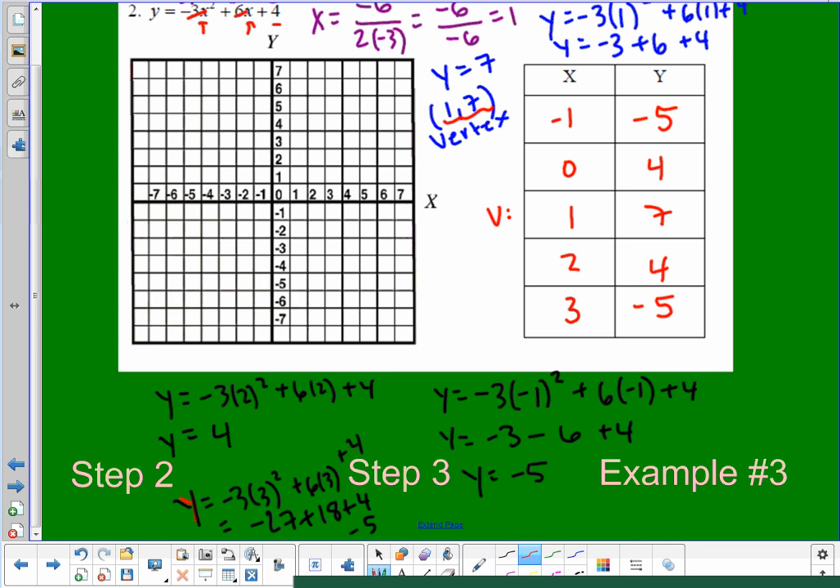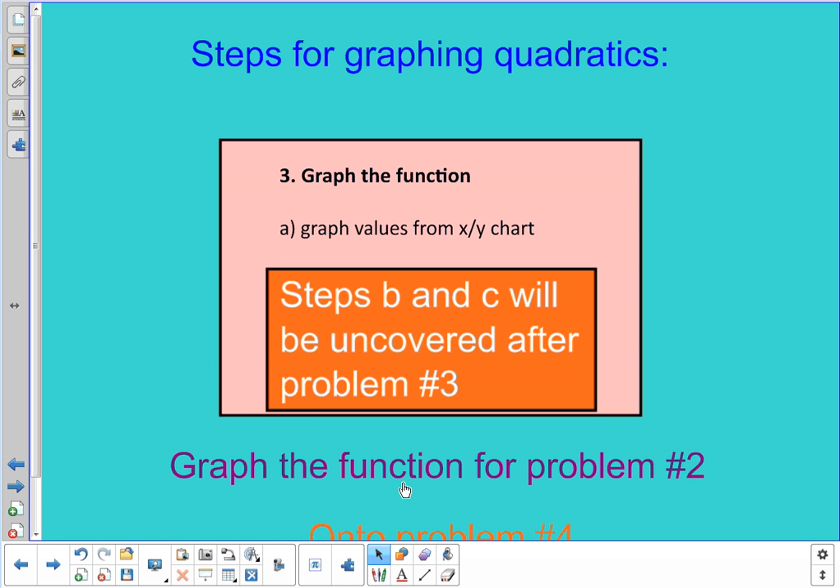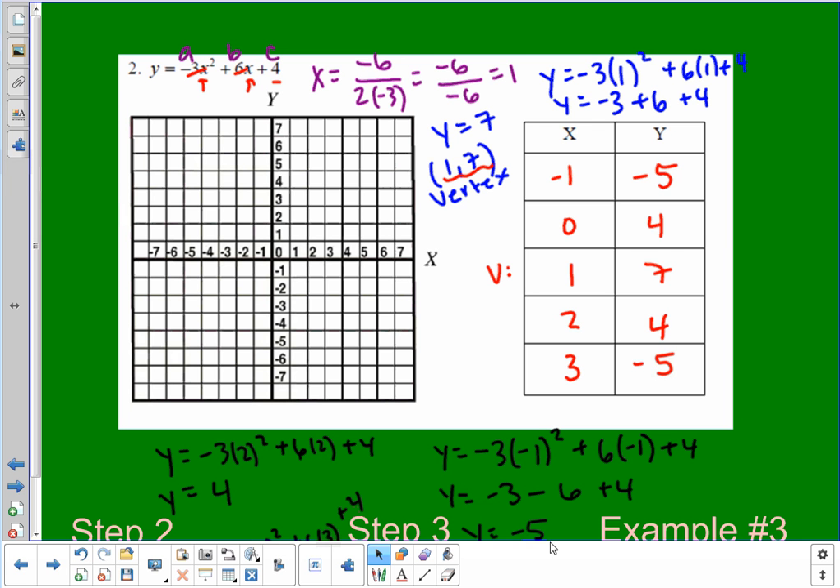So, okay, now we made the table. Now what? Let's go back to step 3. So flip back to the front of your notes, and let's take a look at step 3. Step 3, the first one is just graph the values from the XY chart. So put those values on the coordinate plane. So then let's go and graph number 2.